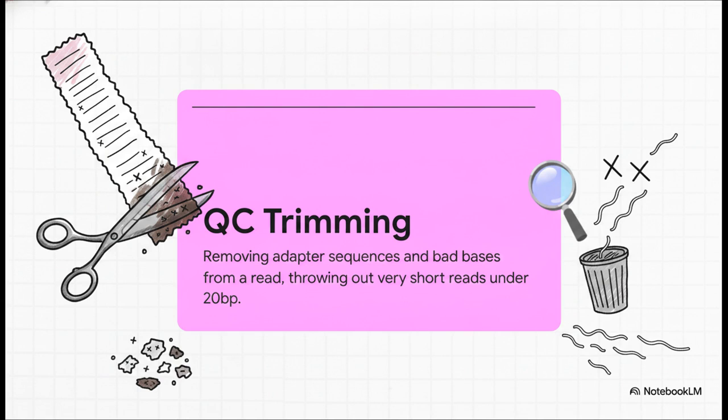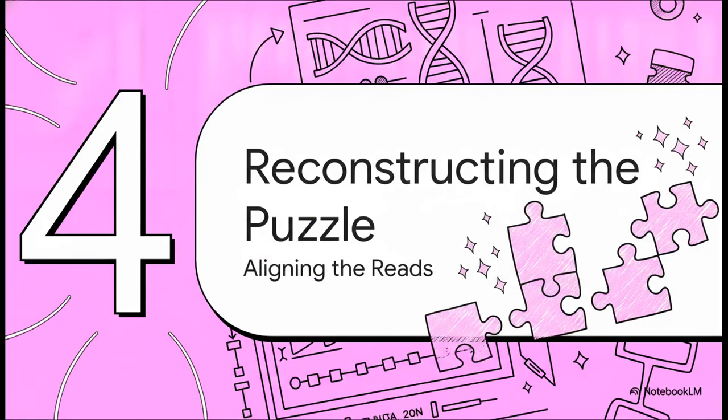evidence. If a read ends up being too short after trimming, say under 20 base pairs, we just throw it in the digital trash. A fragment that tiny just doesn't give us enough context to figure out where it belongs, and it literally just bogs down the computer. Getting this trimming right improves absolutely everything we do downstream. Section 4, reconstructing the puzzle, which is all about aligning those reads.